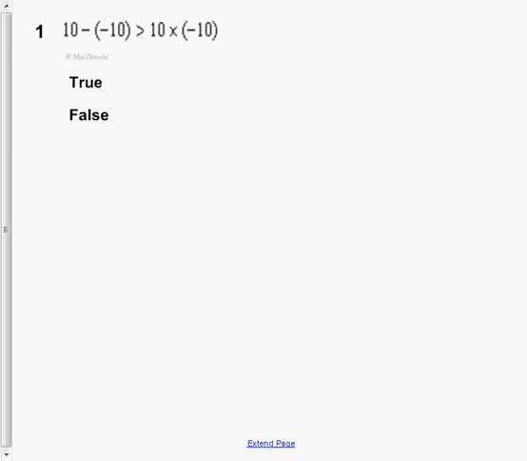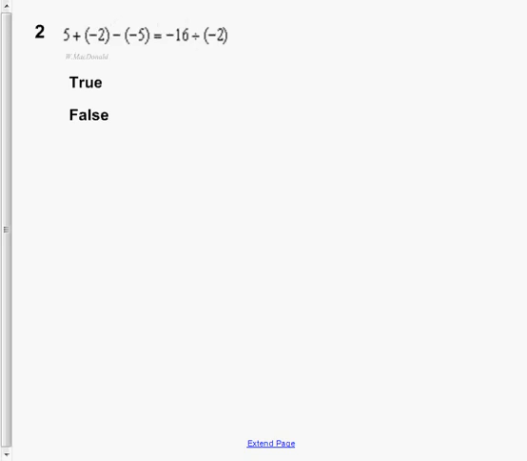But the first question says 10 take away negative 10 is greater than 10 times negative 10. So simplify both sides. If I keep flip change, I get 20 on this side. 20 is greater than negative 100 is what this says. And that is true because 20 is greater than negative 100. Even though 20 is a smaller number than 100, it still has a larger value than negative 100.